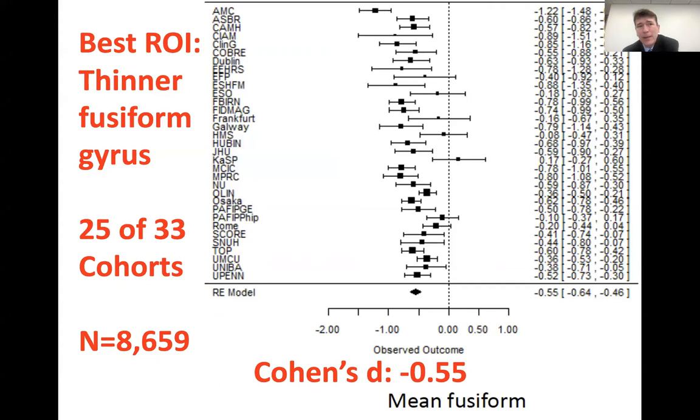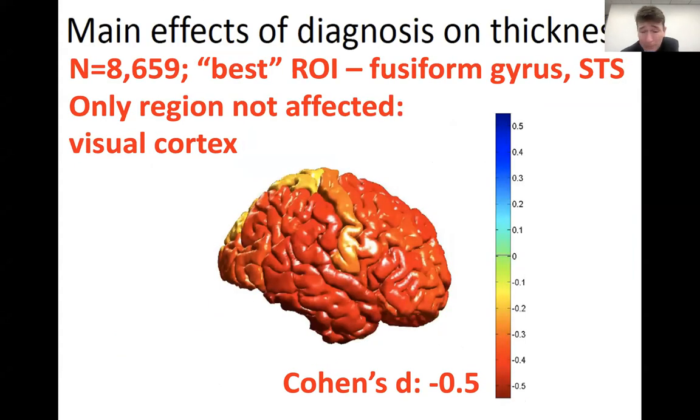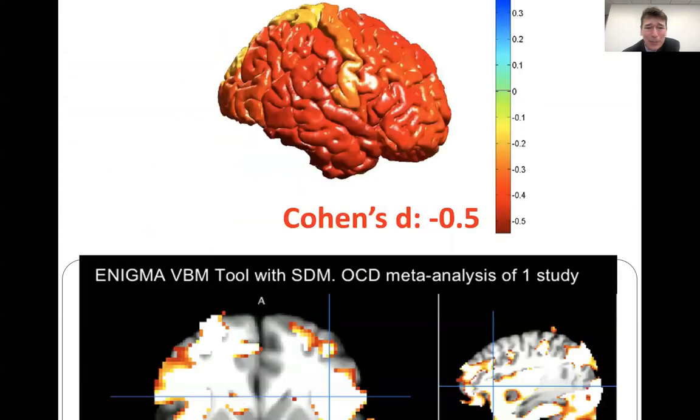And this can be shown as a forest plot. The cohorts are shown here, and the little bars are the effects of differences between patients and controls. In this case, the volume of the fusiform gyrus, or the cortical thickness, in fact, shows a difference in 25 of 33 cohorts. And then when meta-analyzed, it becomes really quite a dramatic effect. So you can map these, obviously, and meta-analyze the disease effects and show them on the brain.